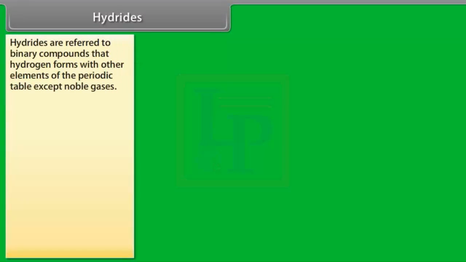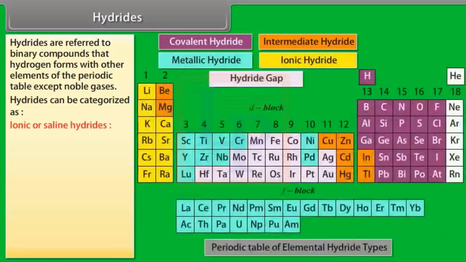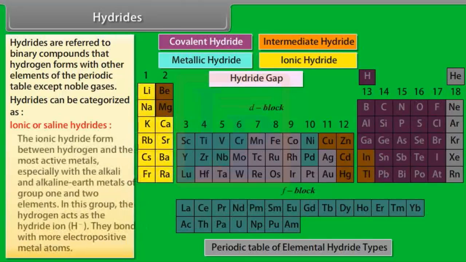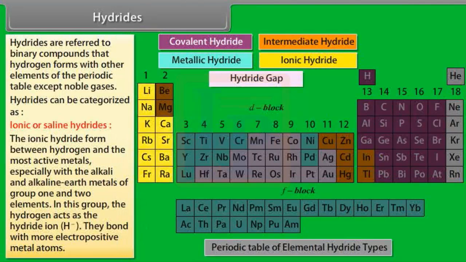Hydrides. Hydrides refer to binary compounds that hydrogen forms with other elements of the periodic table except noble gases. Hydrides can be categorized as ionic or saline hydrides. The ionic hydrides form between hydrogen and the most active metals, especially the alkali and alkaline earth metals of group 1 and 2 elements. In this group, the hydrogen acts as the hydride ion. They bond with more electropositive metal atoms.